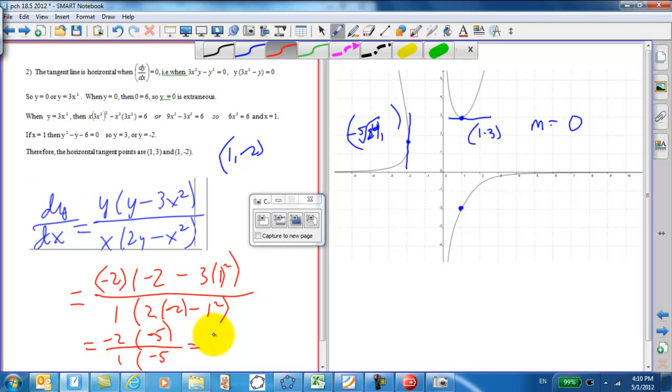I'm getting a slope of negative, it should be positive 2. How do I do this? Negative 2 minus 1 is negative 5. That's right.